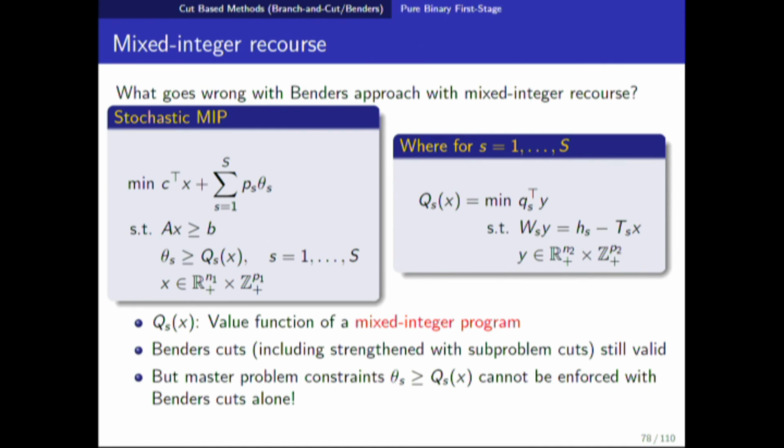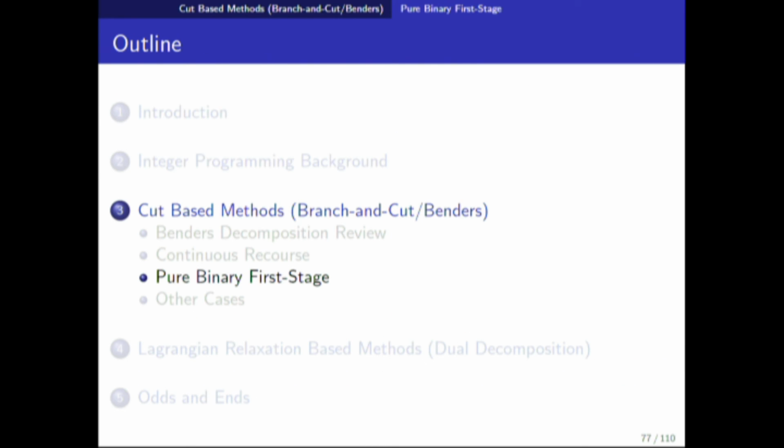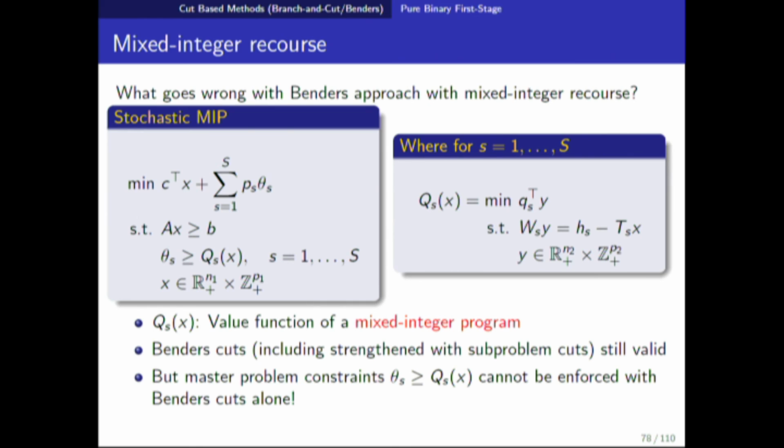So now this is my generic stochastic MIP. In my second stage, I may have some integer variables. Why can't I just apply this Benders approach there? Because the second-stage problem is a mixed integer program, so I can no longer characterize its value function just by Benders cuts. I can't just solve the LP relaxation of this and get Benders cuts and characterize that.